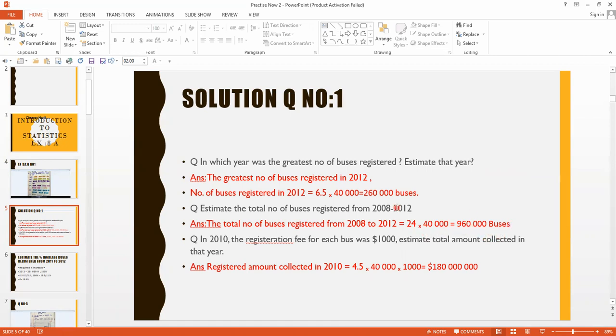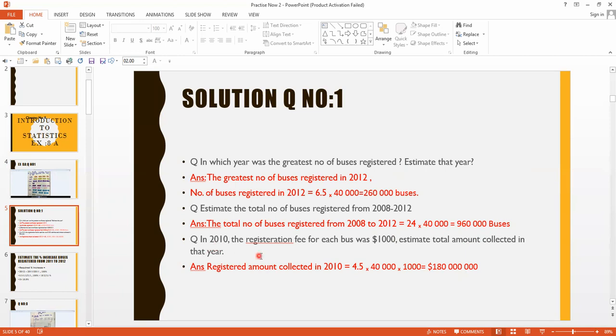This is the second method, and the first method we have already done in the question. Here, 2008, 140,000 buses are there. Then 160,000, 160,000, then 180,000, then 220, and then 260. You have to add all these values, and you will get the same 960,000 buses. And the other method: count the buses, that are 24, and multiply it by 40,000. The method which you think is easier, you can do that. Clear? Now we have to move towards the next question.